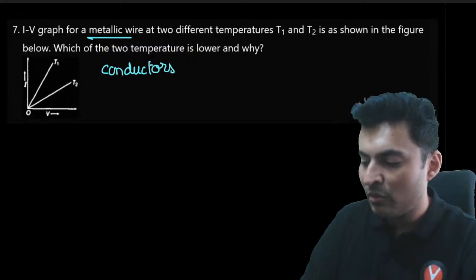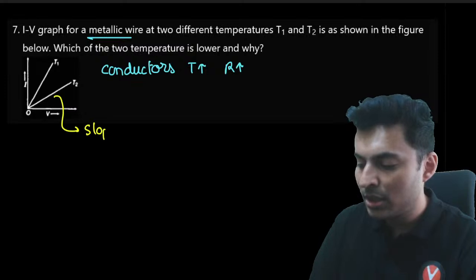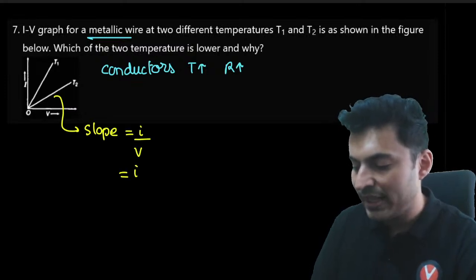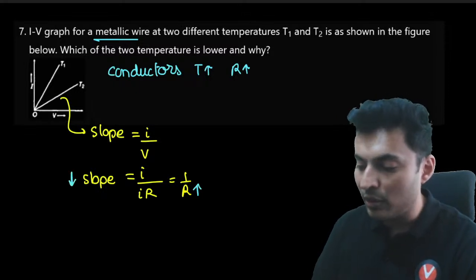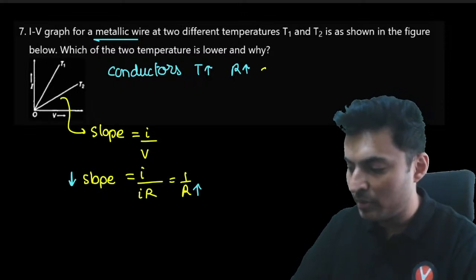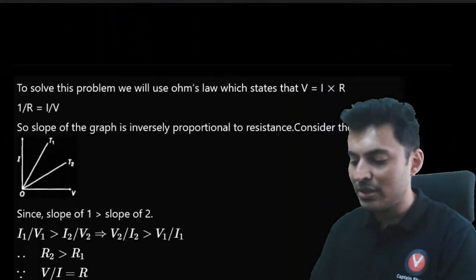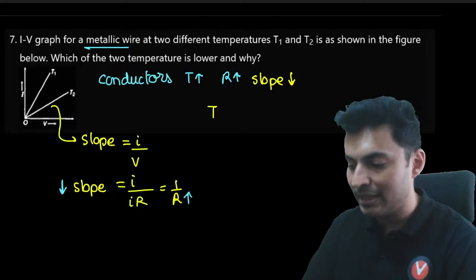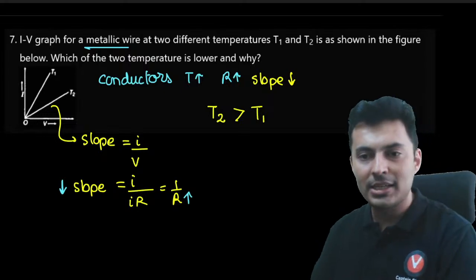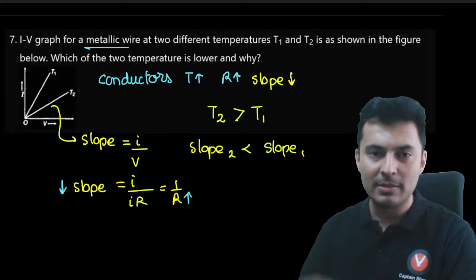For conductors, as the temperature increases, the resistance also increases. Looking at the graph, the slope is current by voltage. Voltage is IR, so I will cancel and it will be R. Hence the slope is 1 by resistance. So the graph which has higher resistance will have lesser slope, or the one which has more temperature will have less slope. The one with more slope has low temperature. T1 has more slope and T2 has less slope, so immediately I can say T2 is more than T1, because the slope of 2 is less than the slope of 1. It is inversely proportional, as we saw.